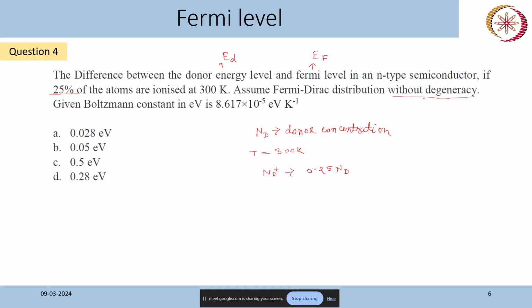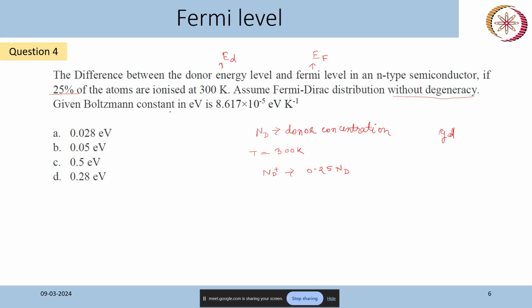If you remember the ND plus equation, we have a term ZD, which denotes the degeneracy for the electrons for the donor level. So here in the question it is given, consider the Fermi-Dirac distribution without degeneracy. That means ZD is equal to 1. What else is given in the question?